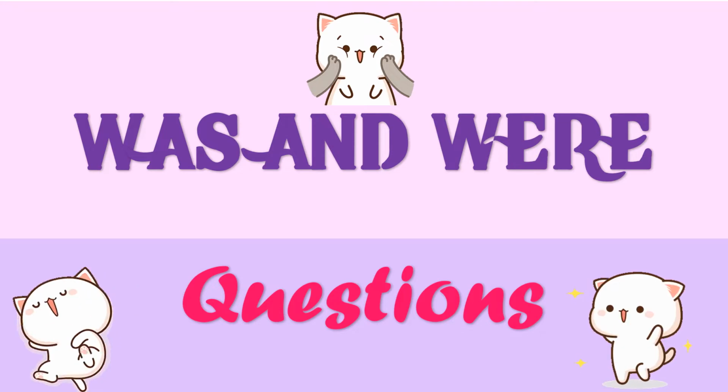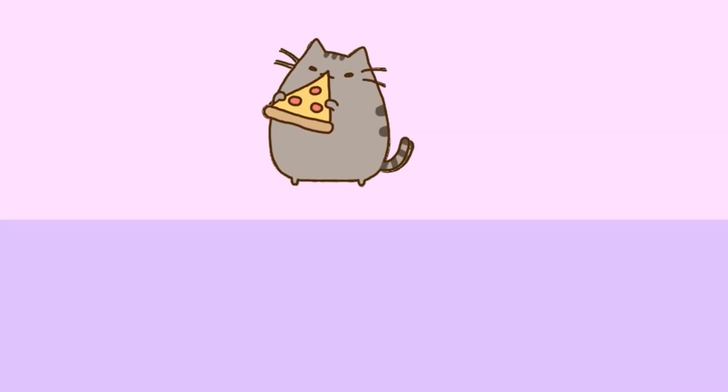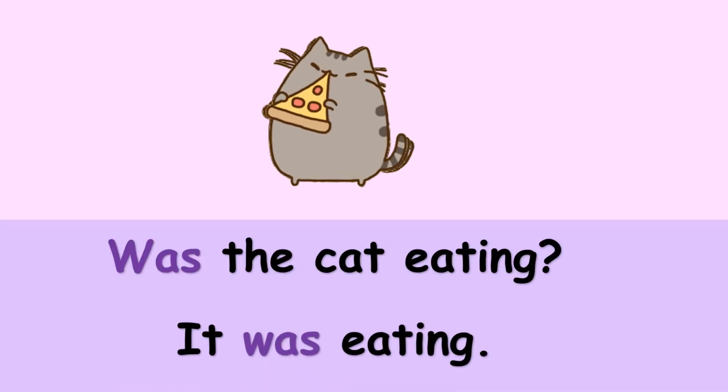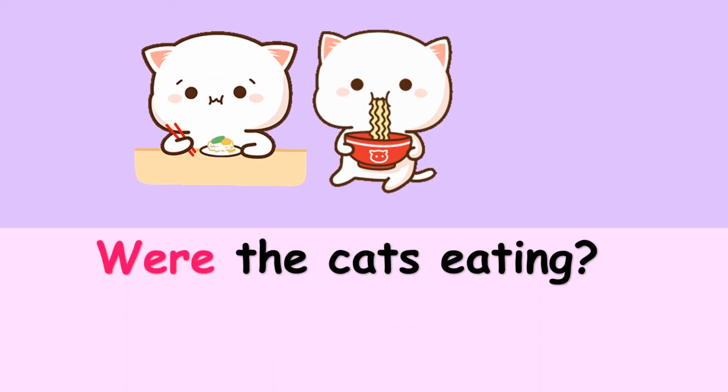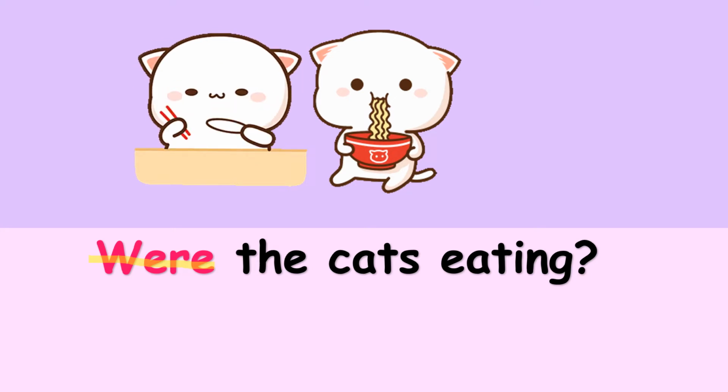Now, how do we use was and were in questions? Okay, was dengan were ni kita boleh gunakan menjadi soalan. Macam mana kita gunakan dia jadi soalan? Macam ni ya. Okay, tadi was sebab seekor. Bila 2 ekor, soalan dia kena ada were. Sebab dia plural 2 ekor. Were the cats eating? Adakah kucing-kucing ni tengah makan? Betul ke tak?